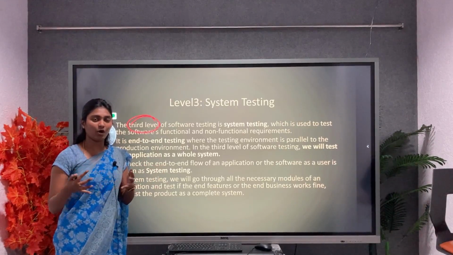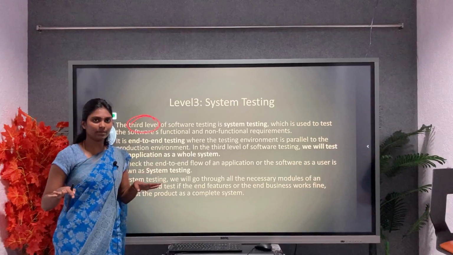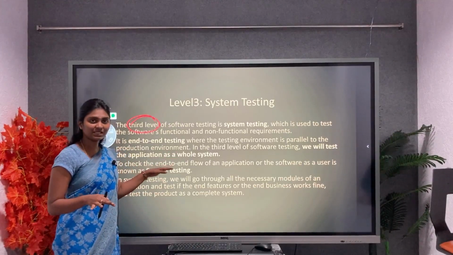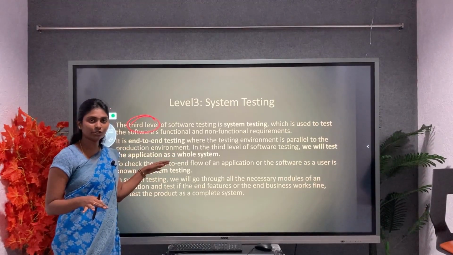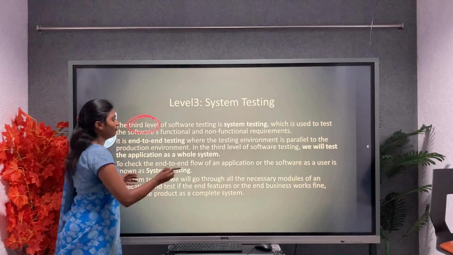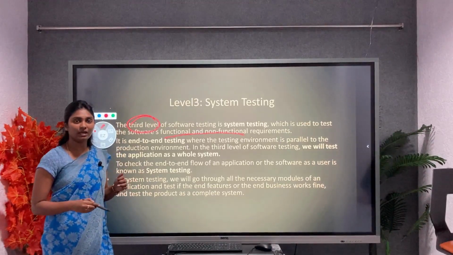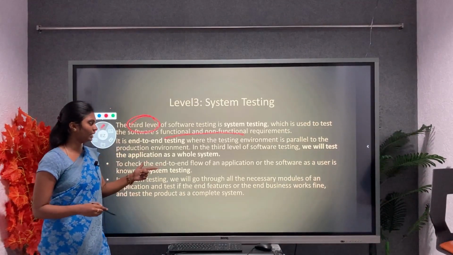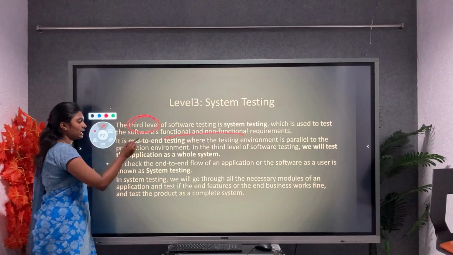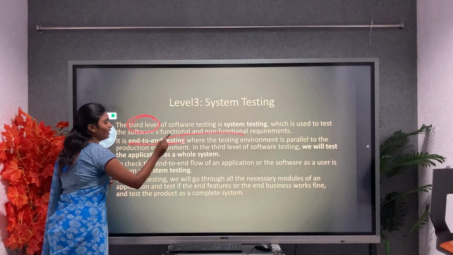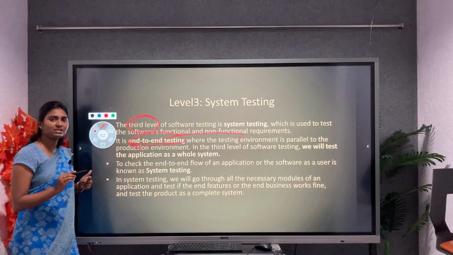Okay, I collaborate all the testing methods, right? So this system testing also collaborates both functional and non-functional requirements. That is the first point. Second point, it is an end-to-end testing. Why is system testing end-to-end testing?